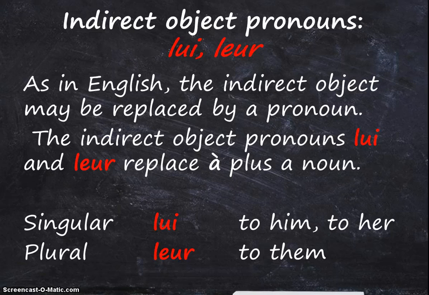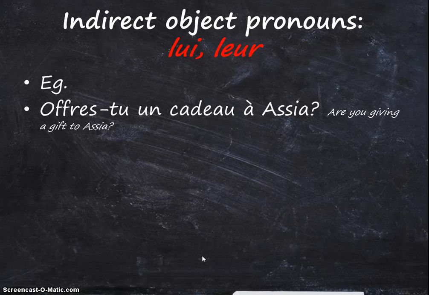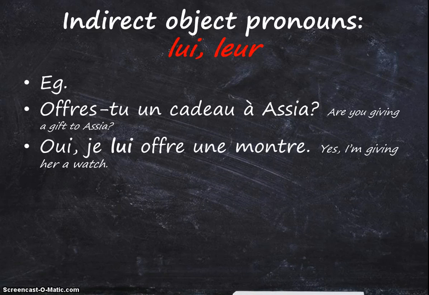Let's talk about some examples. "Offres-tu un cadeau à Asia?" Are you going to give a gift to Asia? You will reply, "Oui, je lui offre une montre." You notice here that lui replaces Asia in this sentence, and it goes right before the verb.